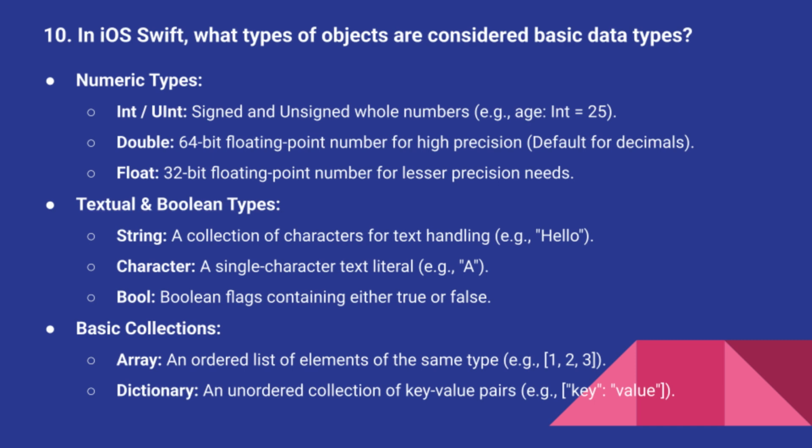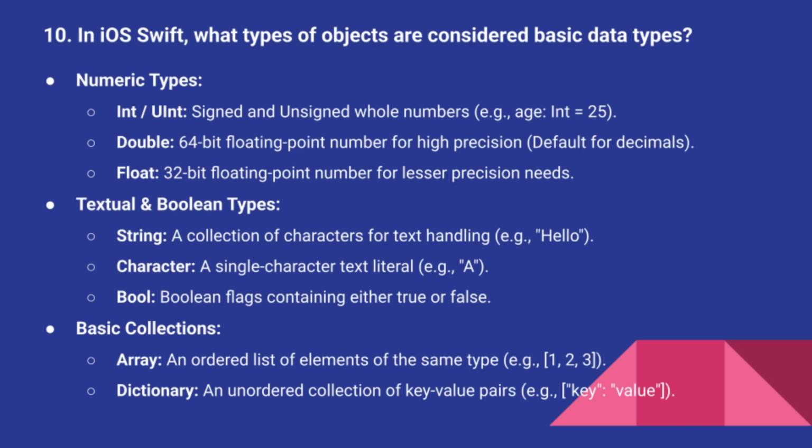First, we have our numeric types. For whole numbers, Swift gives us int for standard signed integers and uint for unsigned, positive-only integers. For fractional numbers, Swift gives us float for 32-bit numbers and double for 64-bit numbers. It's always good to mention to your interviewer that Swift defaults to double for any decimal number because of its superior precision.